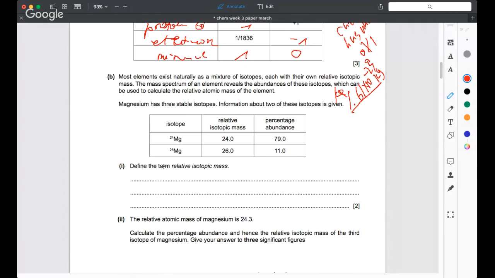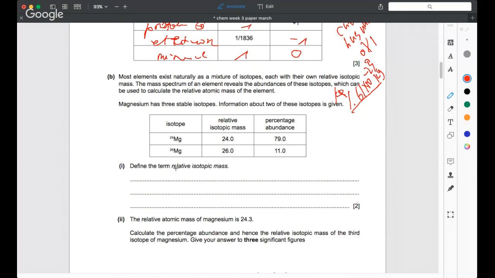Define the term relative atomic mass. So that's the mass of an isotope of an element relative to a scale where 1 carbon-12 isotope equals 12 units, or 1/12 of a carbon. So that's basically what we'll talk about.